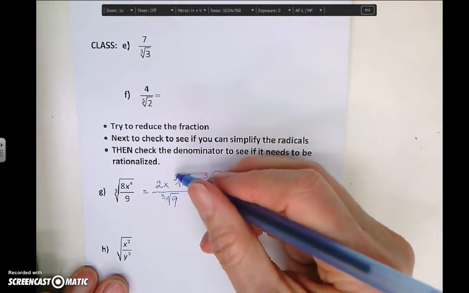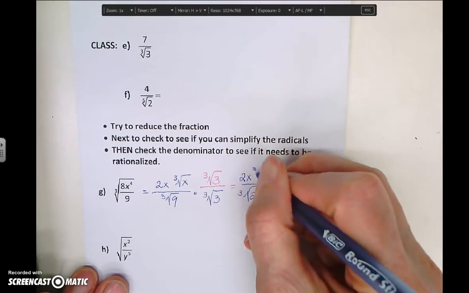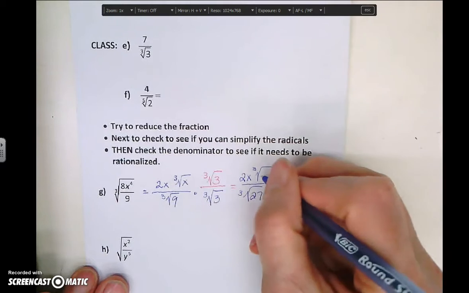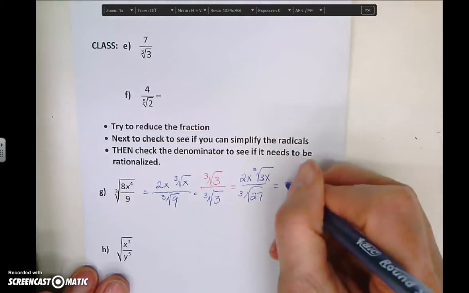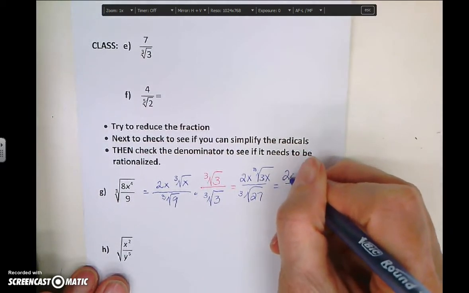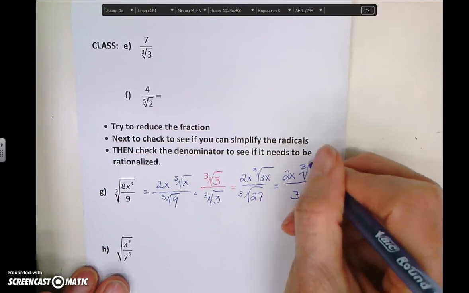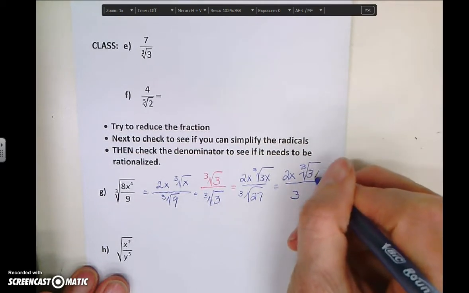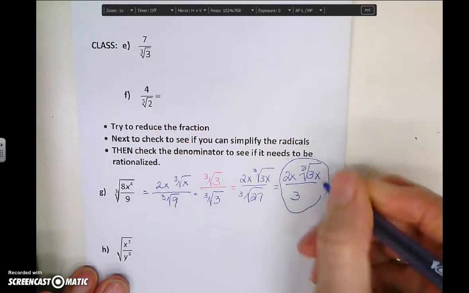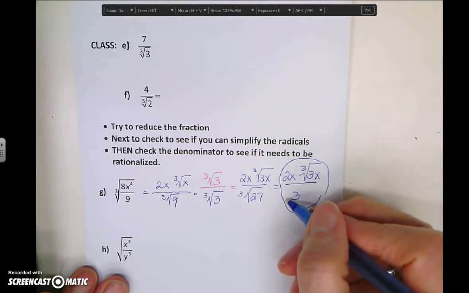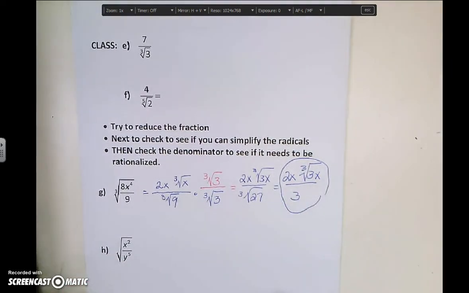and then I have the cube root times the cube root, and it's 3 and x. So I'll write that here again. That's 2x outside, cube root of 3x. This does not reduce because one of them's outside and one of them's inside.